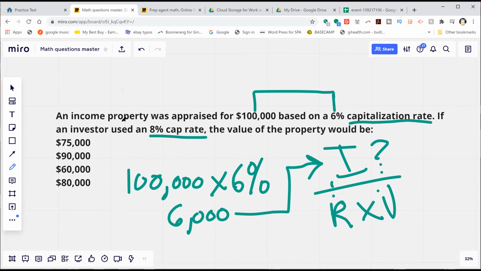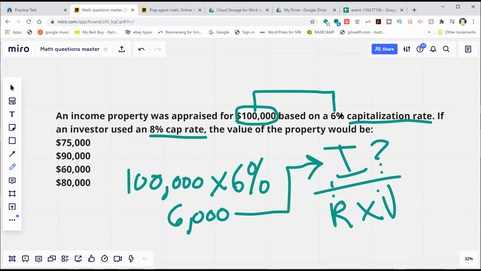So got a question that said, how do you know what the income is and what the value is? Well, we have a value here, right? So we know that that's the value of the property because the property was appraised for that. What the property is appraised for is the value. That is not the income it's generating, and that's not the cap rate, okay? Because when we're appraising a property, we're trying to find the value. So we identified 100,000 as the value.